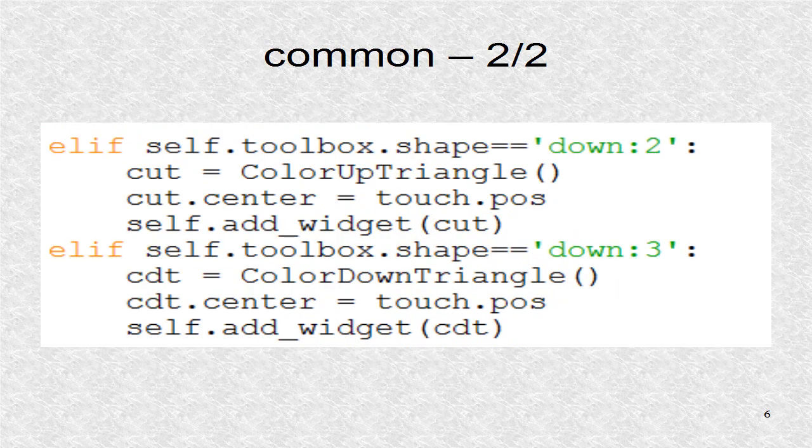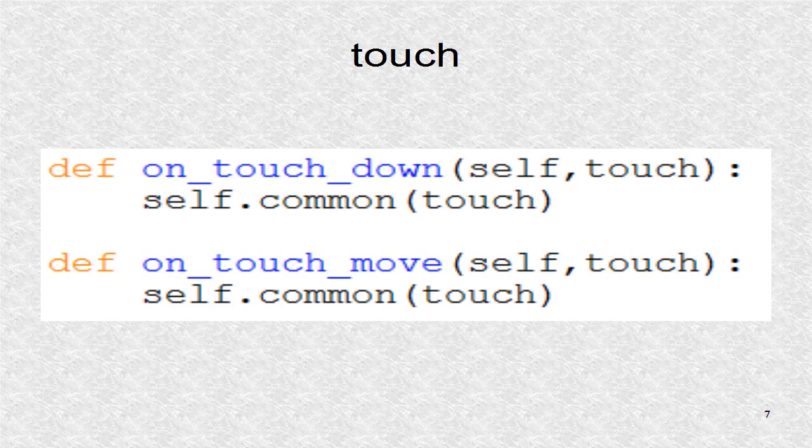6. This is the second half of the common function. It adds one of the last 2 shapes depending on the value of shape property of the toolbox class. 7. The function common is called from either on touch down or on touch move, which Kivy calls if it detects a click or drag. We also pass the touch parameter to the function common.